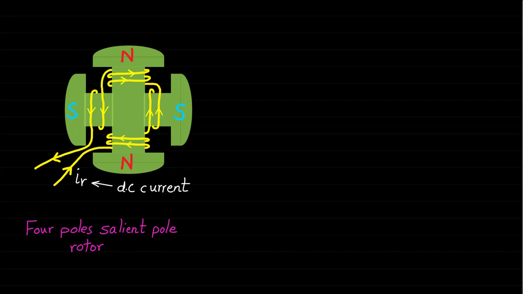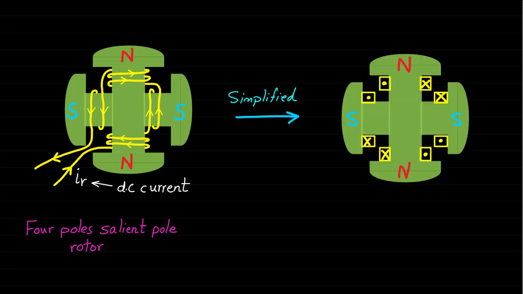This figure shows the 4-pole rotor construction of the salient pole rotor. As we can see, the rotor has 4 poles, 2 north poles and 2 south poles. Each pole consists of one concentrated coil of 2 turns. The 4 concentrated coils of this 4-pole rotor are connected in series. This figure shows the simplified form of the 4-pole salient pole rotor.